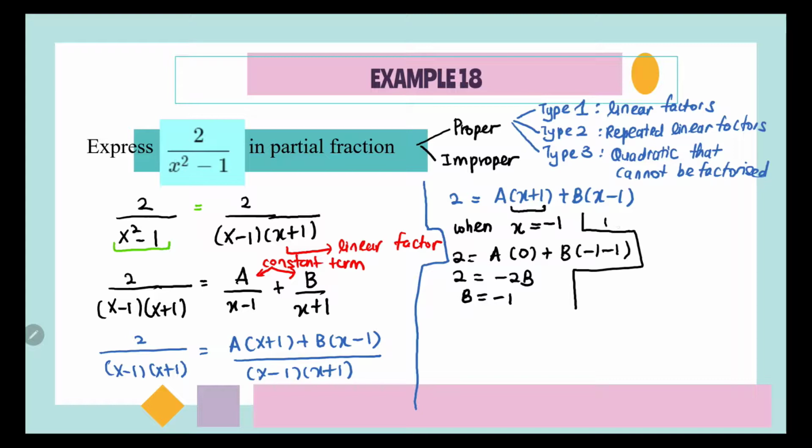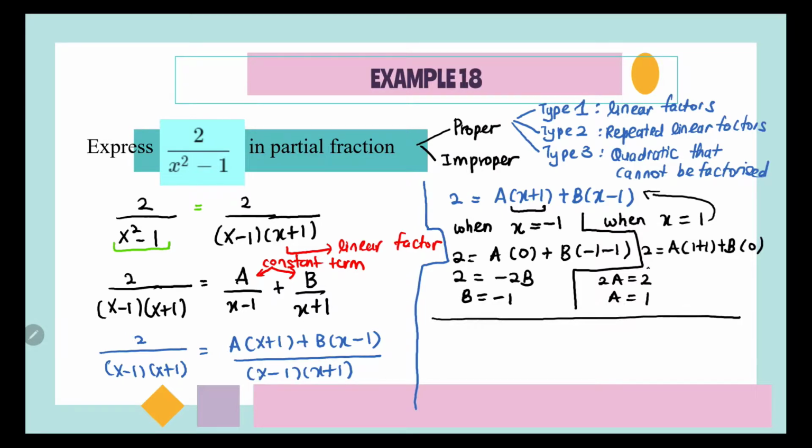Next, I'm going to use x equals 1. This is because I know when I substitute x equals 1 into the equation, my b becomes 0. So 2 equals a times 1 plus 1 plus b times 0. Once b becomes 0, we will be able to find the value of a, which is 1.